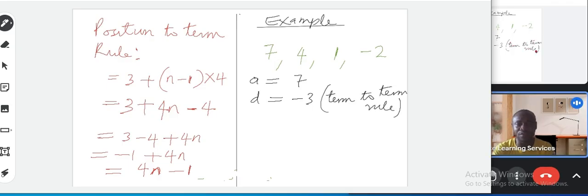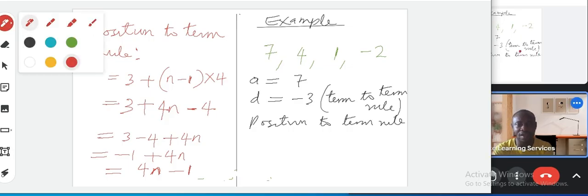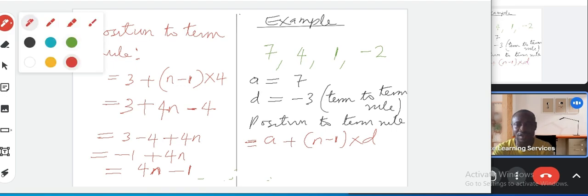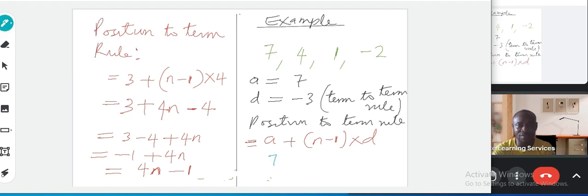Now, to find the position to term rule, you remember what we do? The formula is a plus, open a bracket, n minus 1, times d. So let's go. Put those values again. 7 plus, open a bracket, n minus 1, times minus 3. Beautiful.